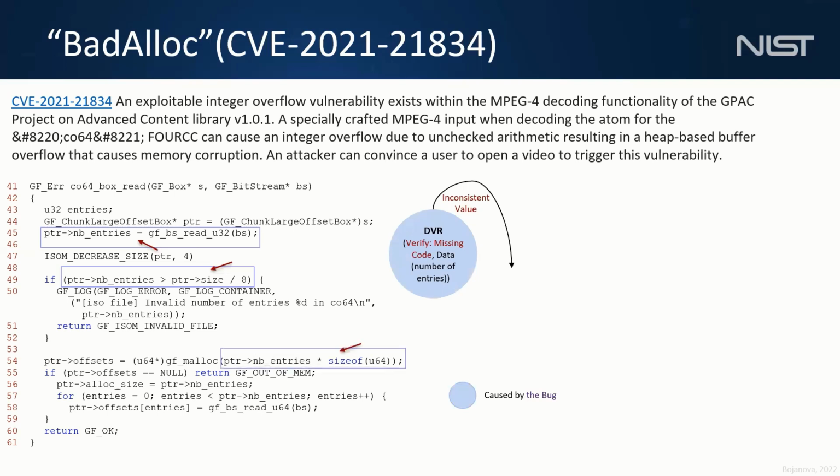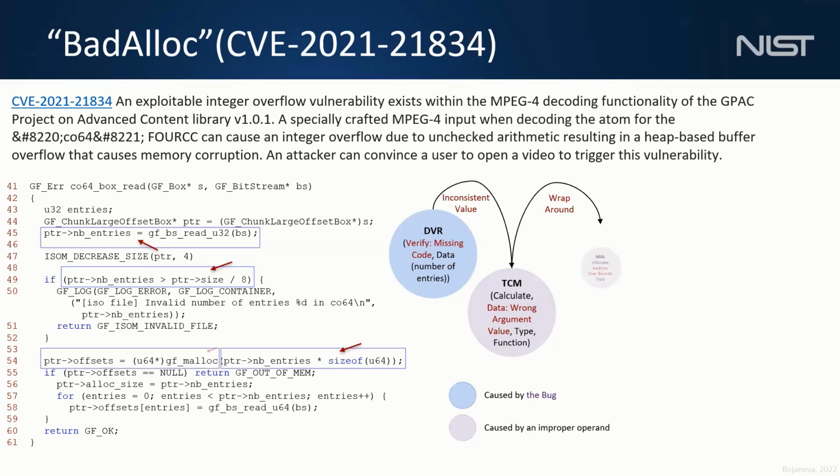Next, the size of the memory to be allocated is calculated by multiplying the inconsistent number of entries value by the size of a U64 object, which can result in an integer overflow wraparound on a 32-bit platform. This is a wrong argument value TCM weakness.